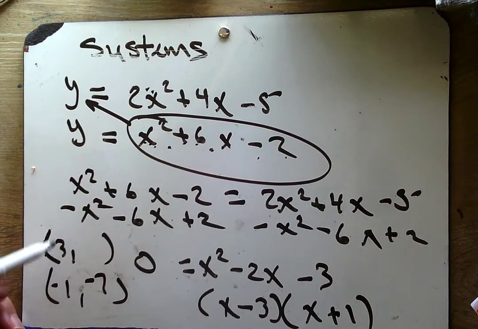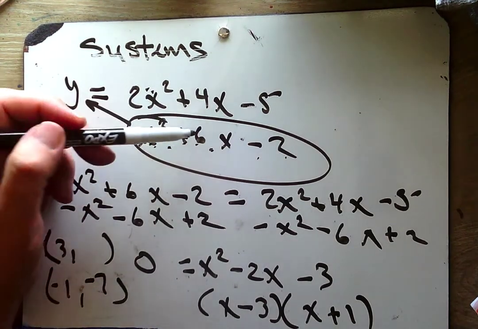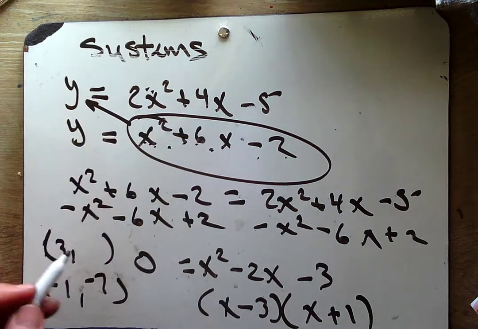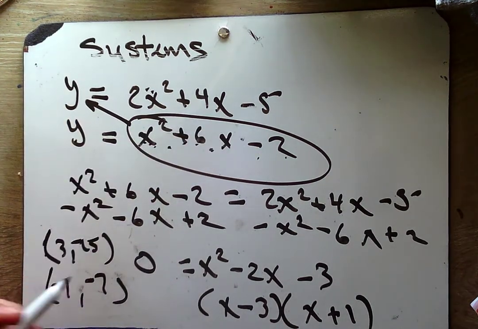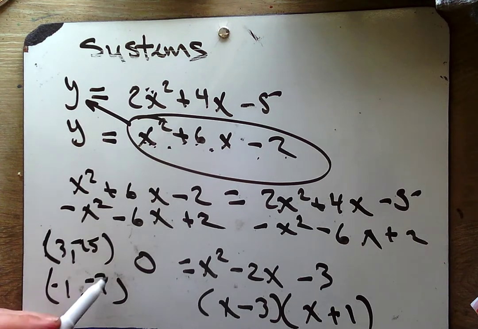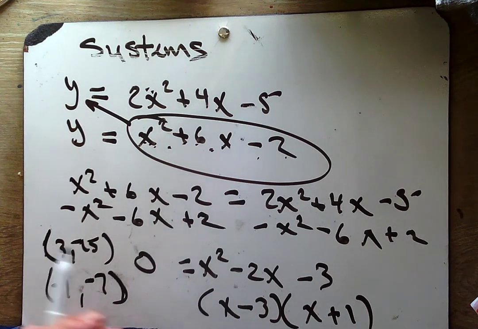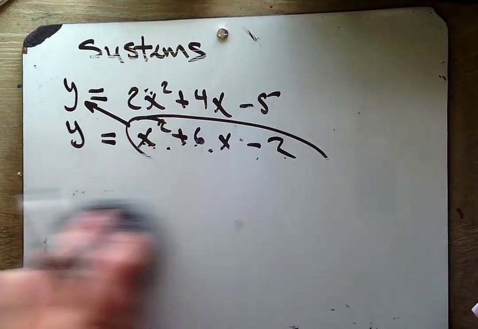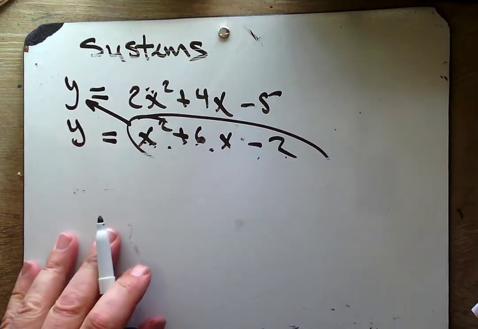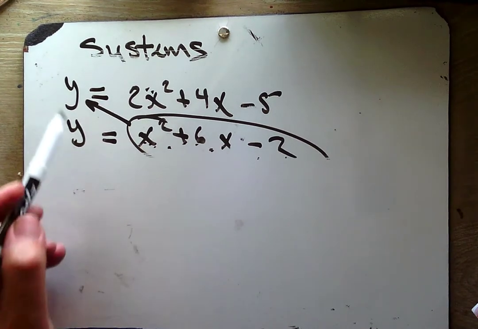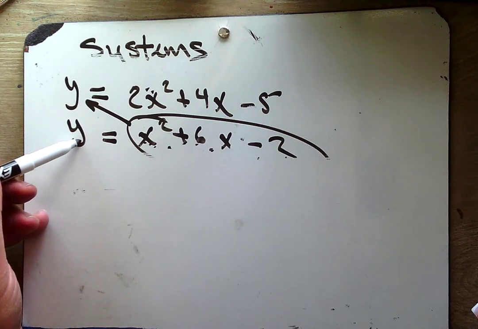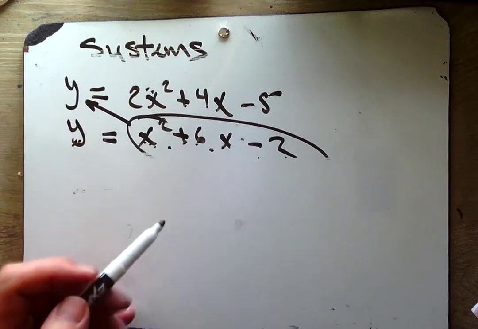And if I plug in a 3, 3 squared is 9. 6 times 3 is 18. 9 plus 18 is 27. Minus 2 is 25. And so there are my two solutions. Okie doke. Oh, but I was actually going to say, what if we did elimination here? So yes, I can do substitution because one of the equations is already solved for one of the variables, and so I just take all this stuff and plug it in there.